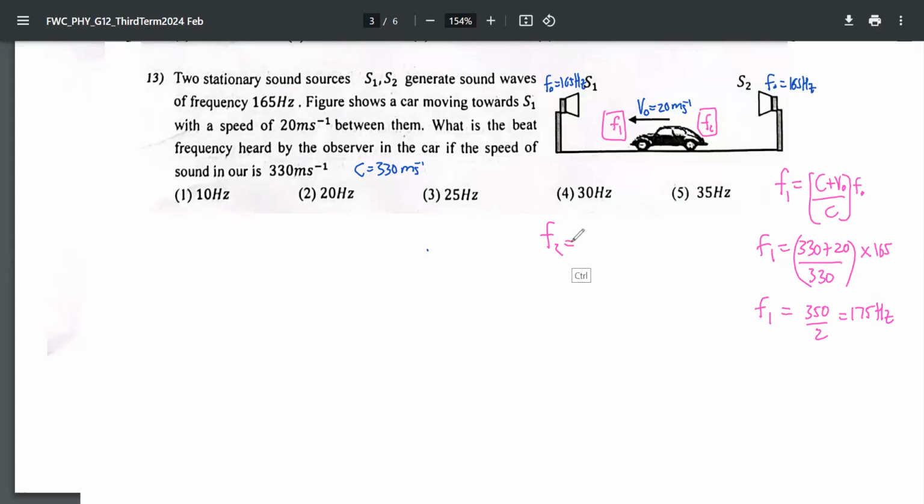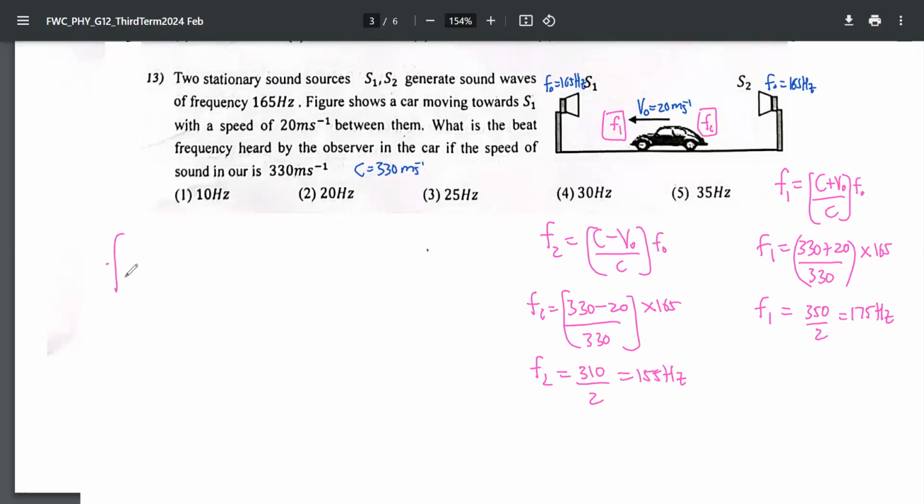Similarly, what is F2? Just a small change: (C minus VO) over C into F0. Why is that? Because for S2, the observer is going away from the source. So F2 will be equal to (330 minus 20) divided by 330 multiplied by 165. Again, 330 and 165, half. So that is 310 over 2. What is 310 over 2? 155 Hertz.